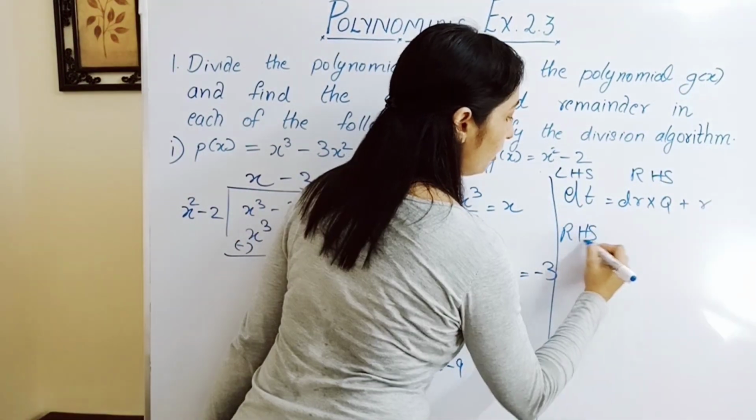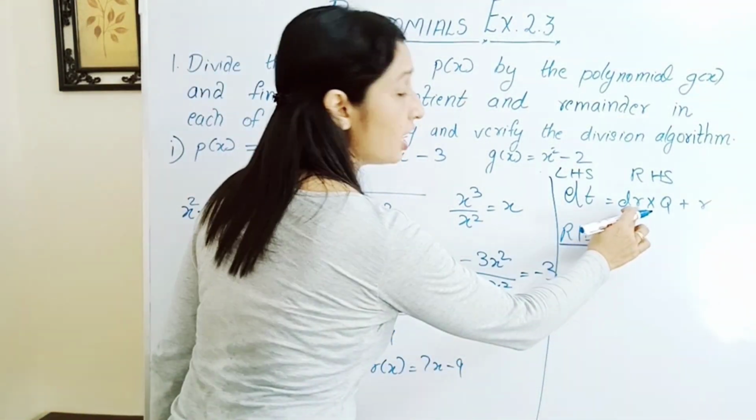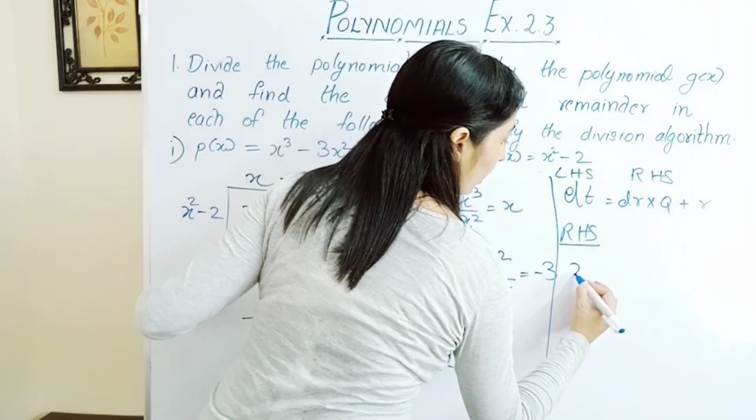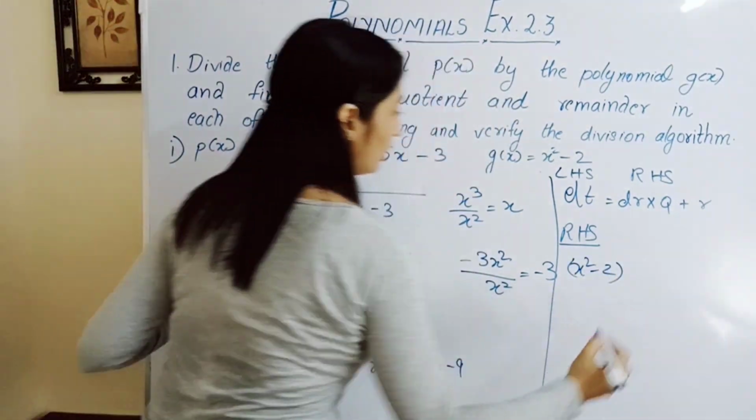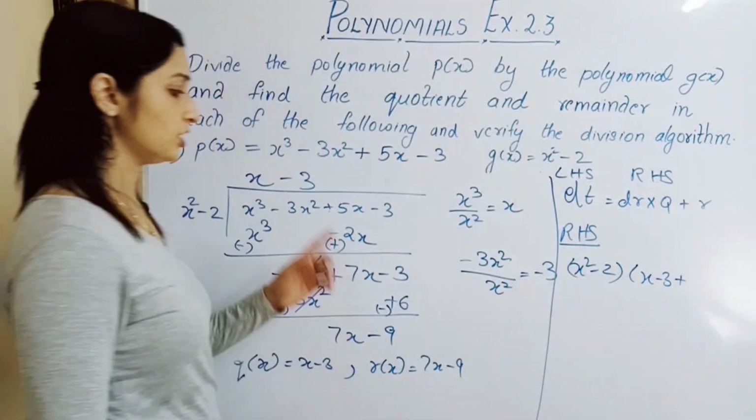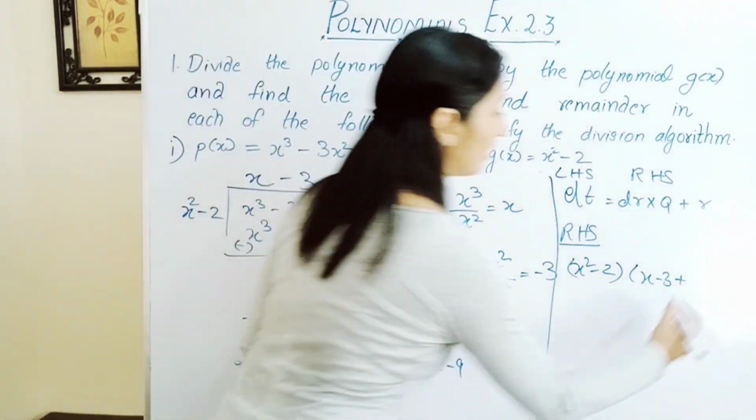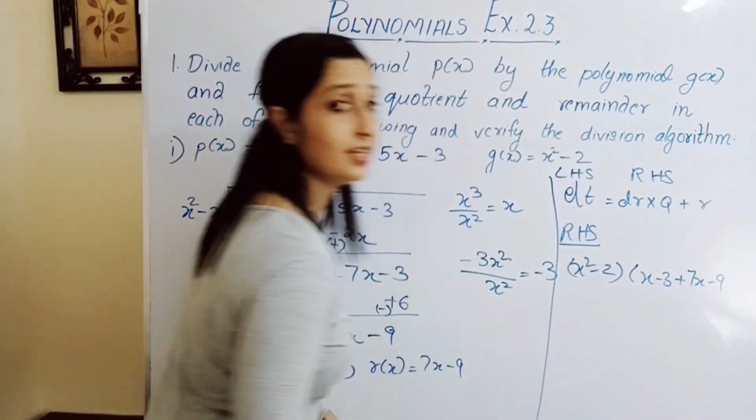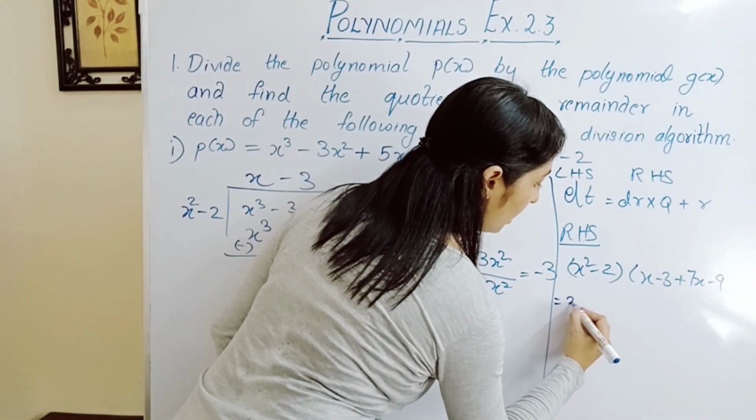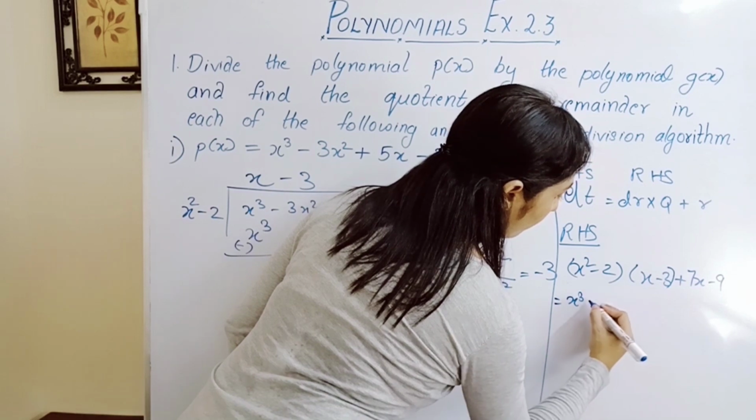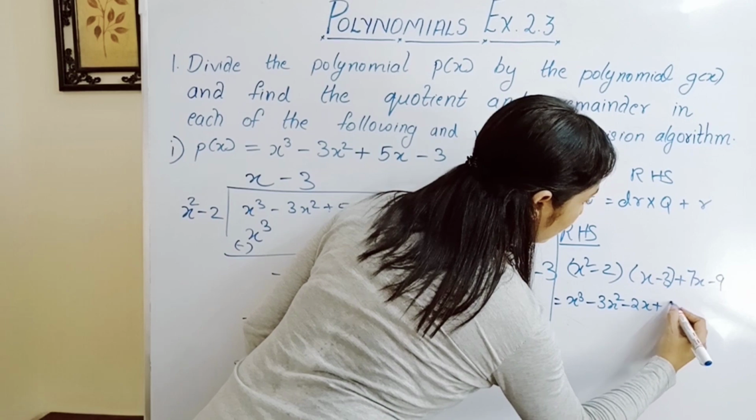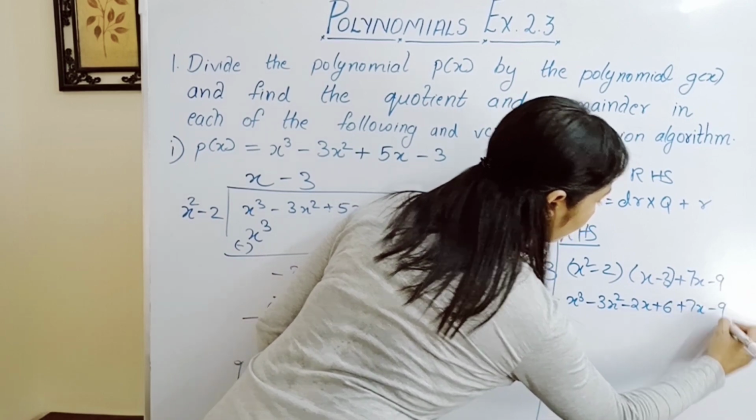And let us take our RHS. Now, what is our RHS? Divisor. Which is our divisor? x square minus 2, into quotient, which is x minus 3, plus what is our remainder? 7x minus 9. Now, let us simplify this. So, what do you get? This is equal to x cube minus 3x square minus 2x plus 6 plus 7x minus 9.